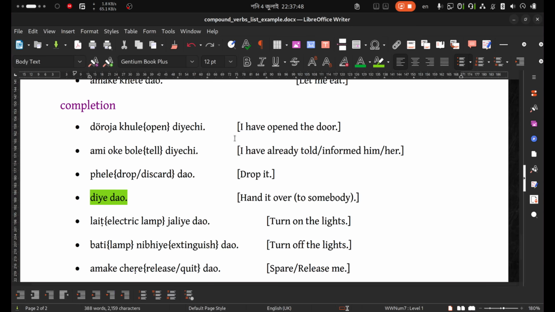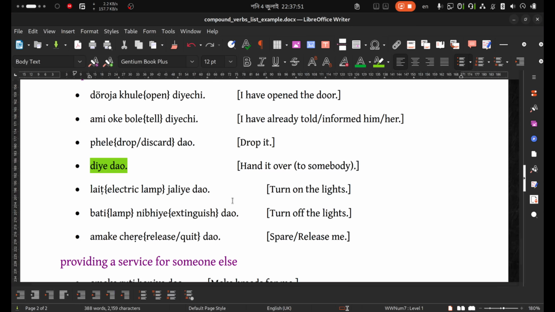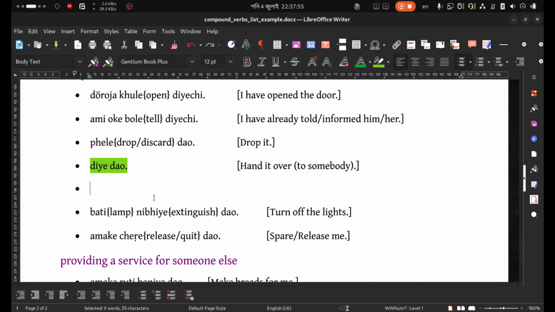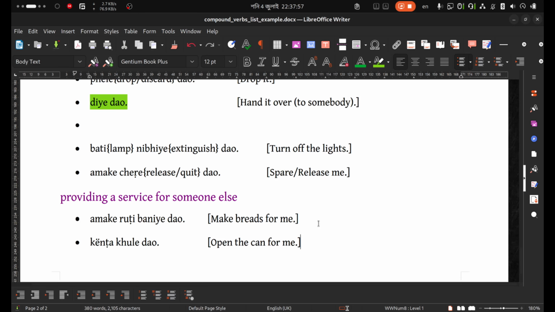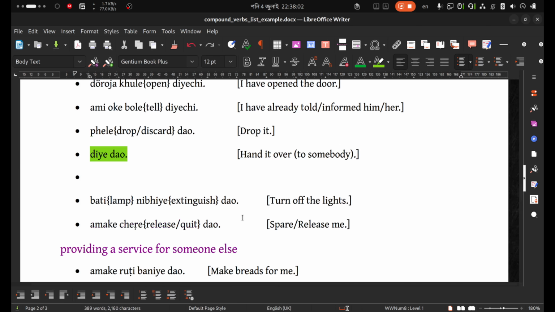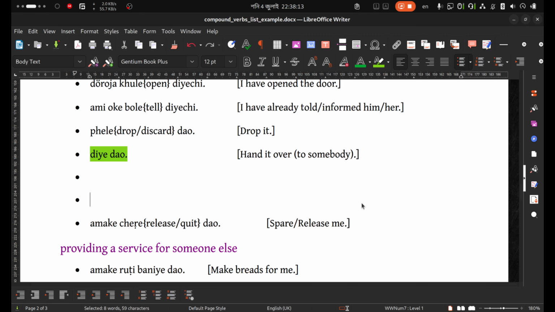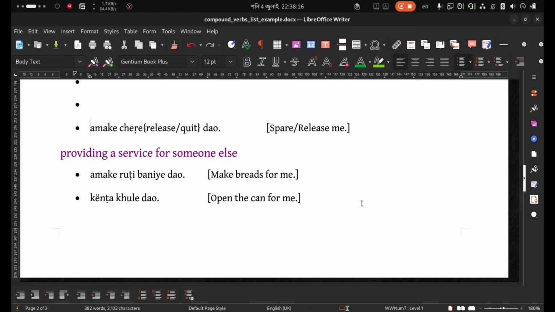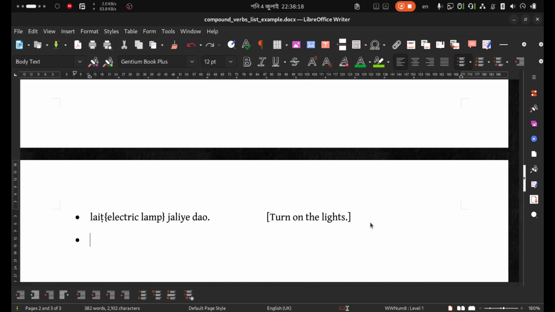Okay, I will put this sentence under the next category that would suit it better. Okay, done. "Light jalliye dao." "Bati নিভিয়ে দাও." This one also, I think, would better suit the next category. Okay, done.